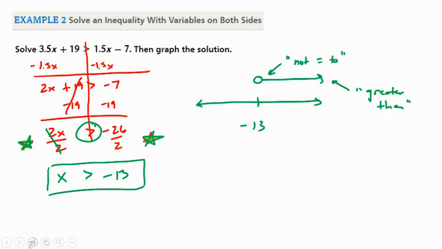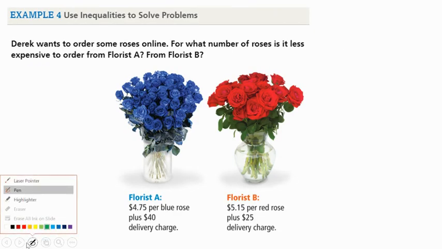All right, last but not least, a word problem here. All right, so again, in reality, a lot of word problems should be inequalities, not equations, but here we go. It says, Derek wants to order some roses online. For what number of roses is it less expensive to order from florist A?